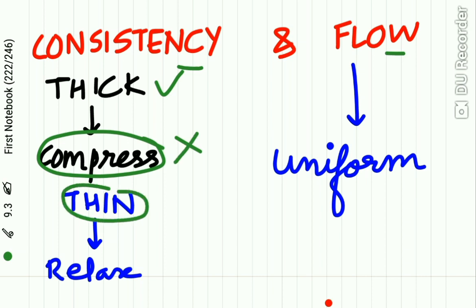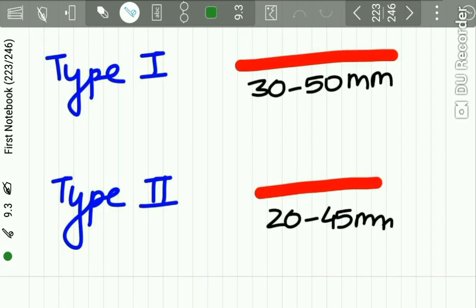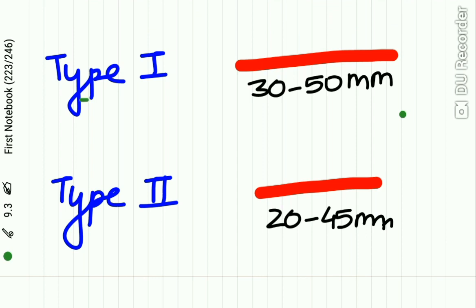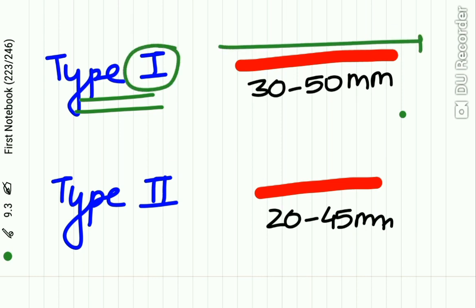Similarly, if it is very thin, it will record the tissues in a relaxed state and so a proper impression will not be obtained. Also, the flow of the material should be uniform. The spread of type 1 impression paste should be 30 to 50 mm. So when the two pastes are mixed properly and spread, the type 1 paste should spread 30 to 50 mm and the type 2 paste should spread only 20 to 45 mm.